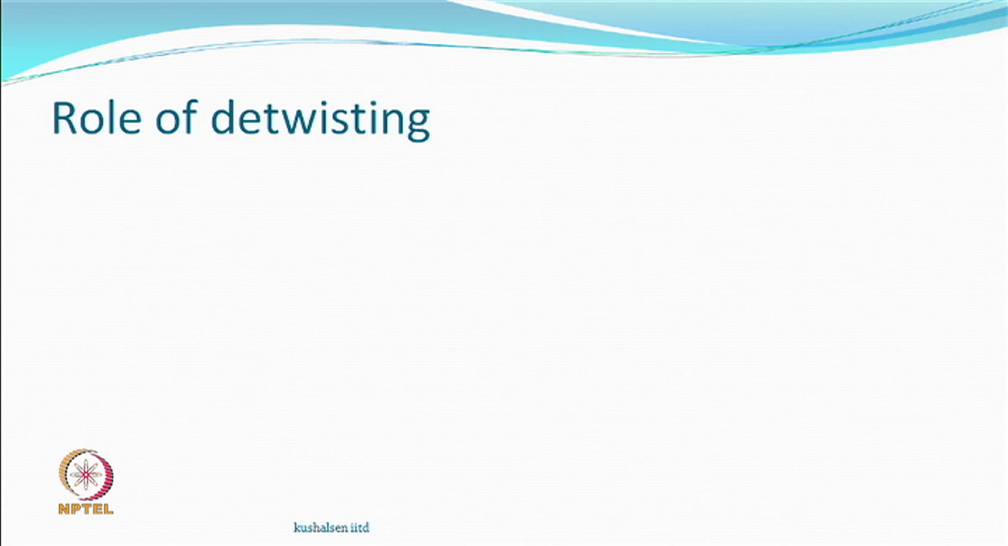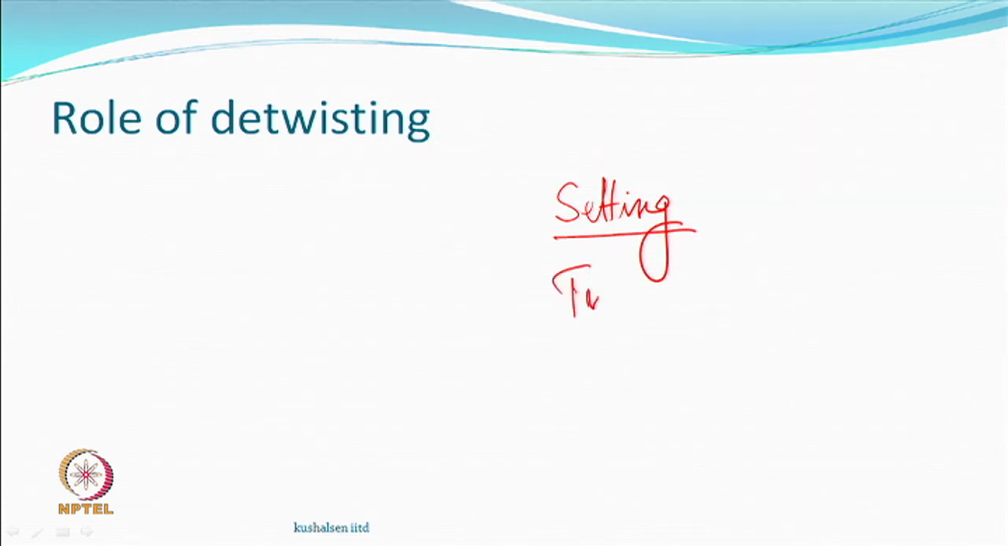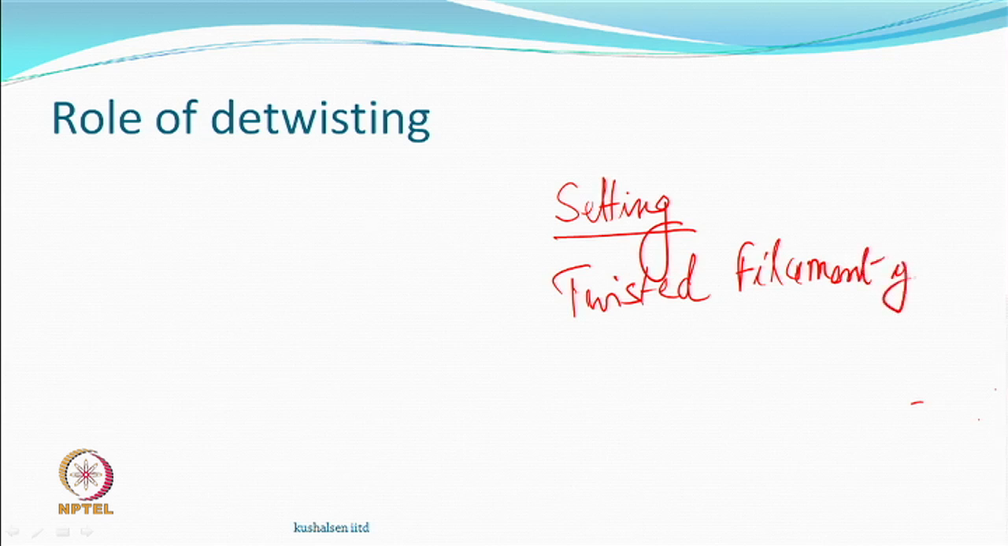Did we discuss the role of detwisting? What was the role of detwisting? Can you tell me? Why is the detwisting so important? You see, after setting, you get a twisted filament yarn. This yarn does not have a tendency to untwist.